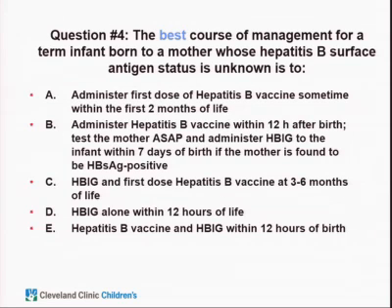What is the best course of management for a term infant born to a mom whose Hep B surface antigen status is unknown? Would you give the first dose of Hep B vaccine sometime within the first 2 months? Would you give Hep B vaccine within 12 hours after birth? Test mom ASAP and then administer HBIG to the baby within 7 days of birth if mom's found to be positive? Would you give HBIG and the first dose of vaccine at 3 to 6 months of life? HBIG alone within 12 hours of life, or Hep B vaccine and HBIG within 12 hours of life.